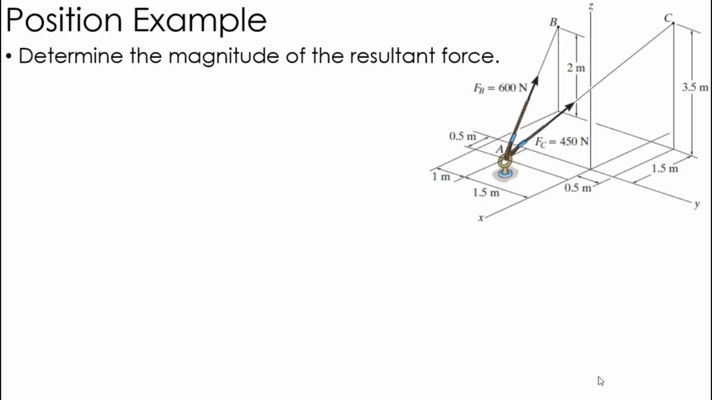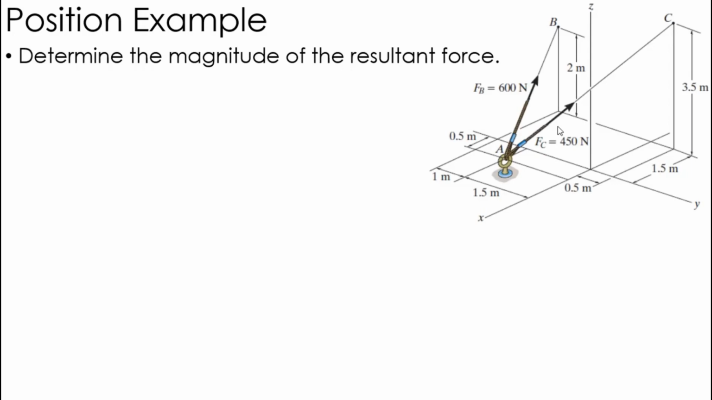Alright, so here's an example using position vectors to find the resultant force. So again, I've got two forces here. I've got a force B going from A to B along some cable, 600 newtons, and force C, which is 450 newtons, going from A to C. Okay, and I want to know the magnitude of those two forces added together, the resultant force that's acting at A.